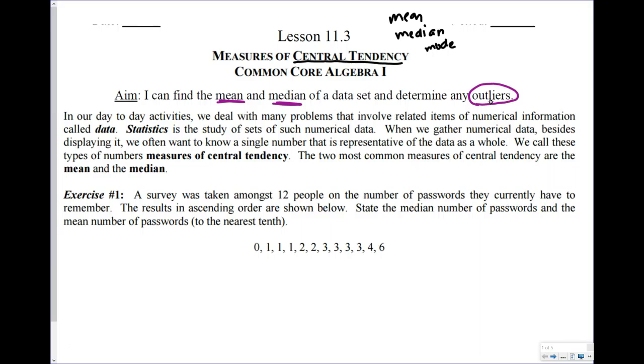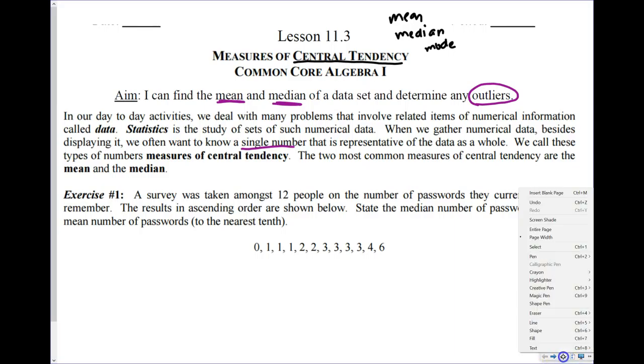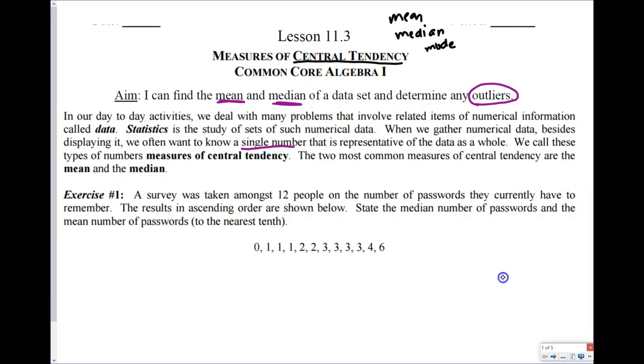When we gather numerical data, besides displaying it, like we did with the histograms, the box and whisker plots, and the dot plots, we often want to know a single number that is representative of the data as a whole. We call these types of numbers measures of central tendency. The two most common measures of central tendency are the mean and the median. So let's explore the mean and the median in exercise 1.